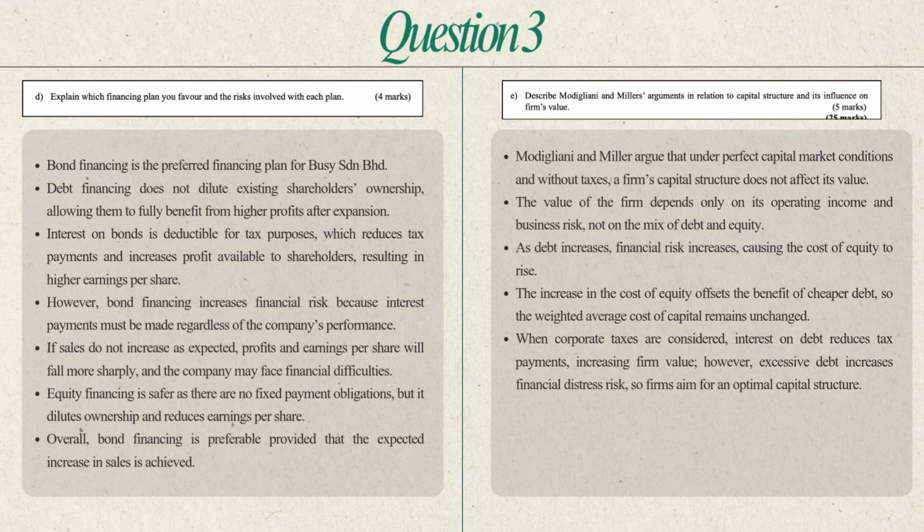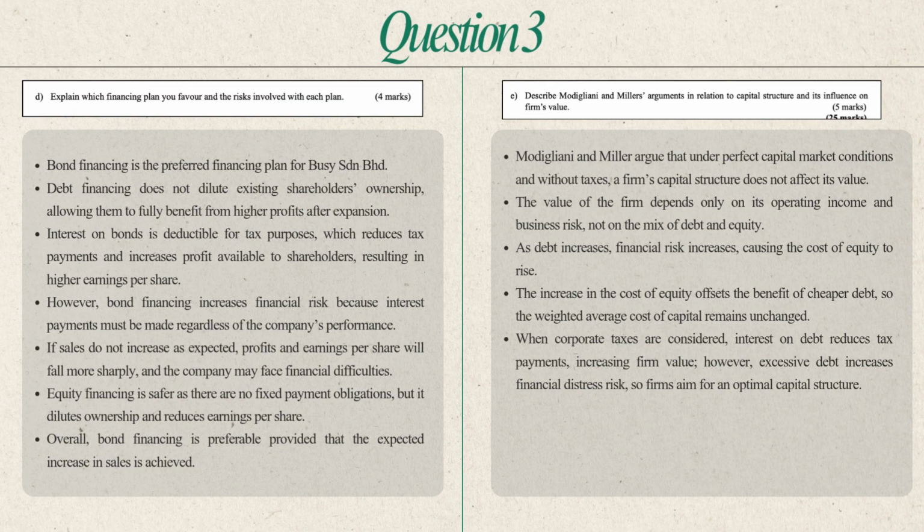However, bond financing also increases financial risk because interest payments must be made regardless of the company's performance. If sales do not increase as expected, profits and earnings per share will fall more sharply, and the company may face financial difficulties. In comparison, equity financing is safer because there are no fixed payment obligations, but it dilutes ownership and reduces earnings per share. Overall, bond financing is preferable provided that the expected increase in sales is achieved.